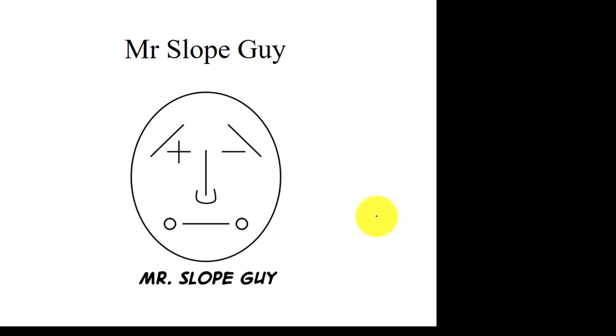A good way to remember that is the use of Mr. Slope Guy. So on your note sheet, we're going to create a Mr. Slope Guy. And I'll kind of describe to you where this comes from and how this can help you remember slope. So we're going to start with Mr. Slope Guy's eyes. So you'll notice that one of his eyes is a positive sign. So I'll just highlight these in red.